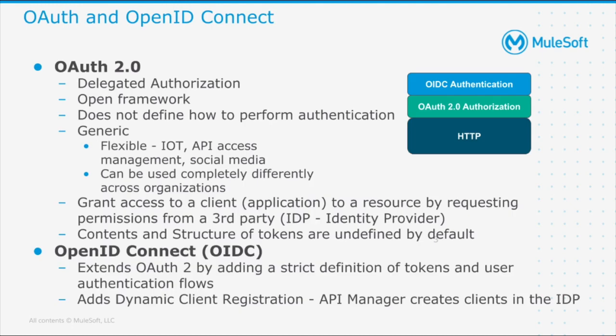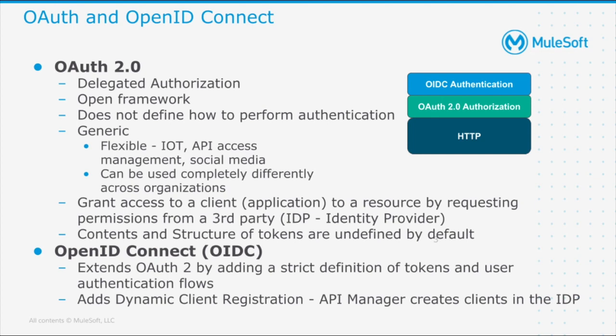First, let's look at the basics of OAuth and OpenID Connect. OAuth is a delegated authorization framework that is generic by design. The contents and the structure of the tokens are undefined, and it does not define how to perform authentication. This allows it to be flexible and usable across many different use cases and by different organizations. For API security, OAuth is used to grant access of an API or resource to a client application via the permissions that are granted by a third-party identity provider.